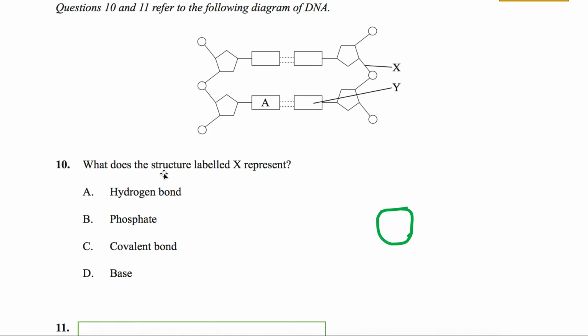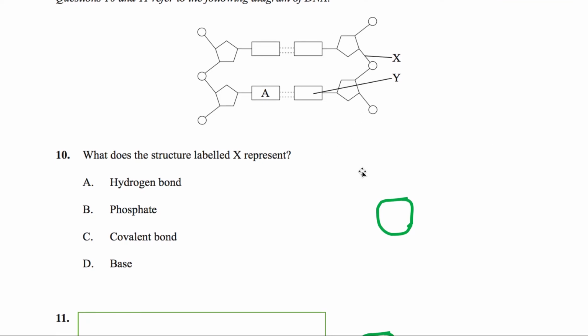First, give it a go yourself to see if you know how to do it. What does the structure labeled X represent? Remember, this is a bond. It holds together the different nucleotides. This is one nucleotide, these 3 shapes, and it's connected to this nucleotide. Now, what kind of bond is that called? Is it a hydrogen bond, phosphate, covalent bond, or base?